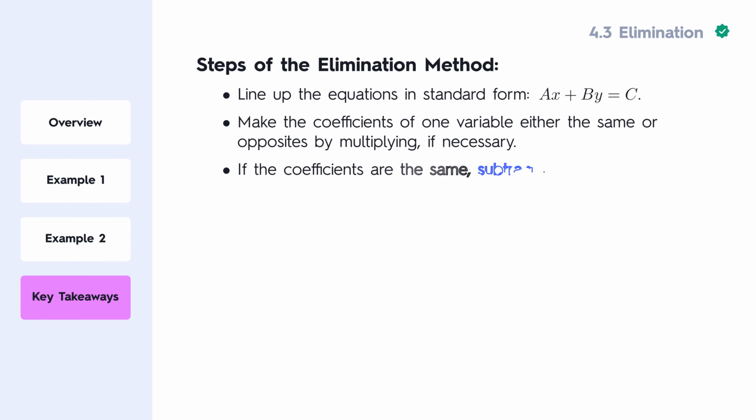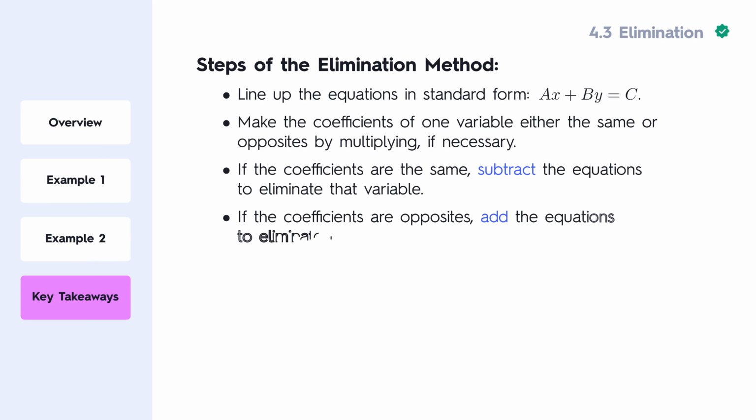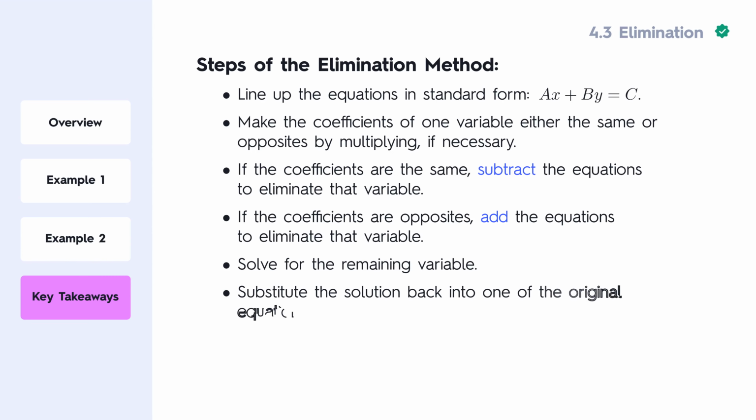If the coefficients are the same, subtract the equations to eliminate that variable. If the coefficients are opposites, add the equations to eliminate that variable. Solve for the remaining variable. Substitute the solution back into one of the original equations to find the other variable.